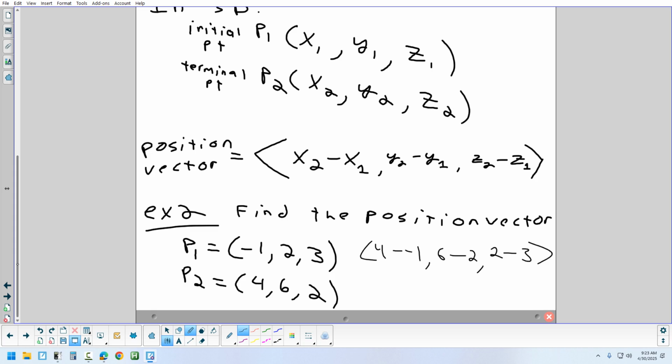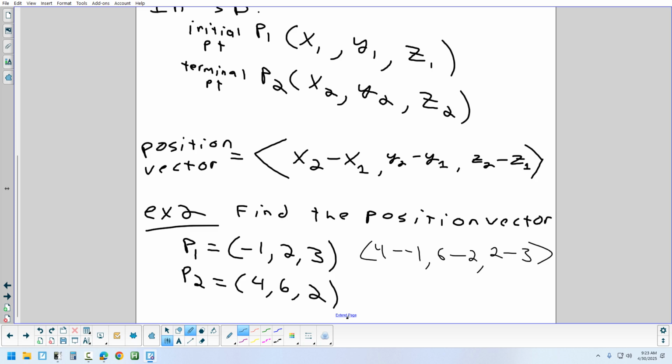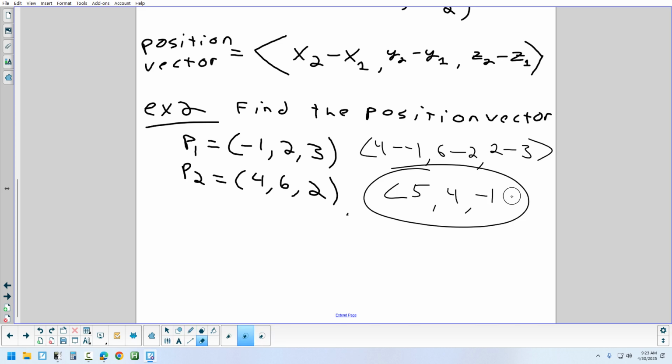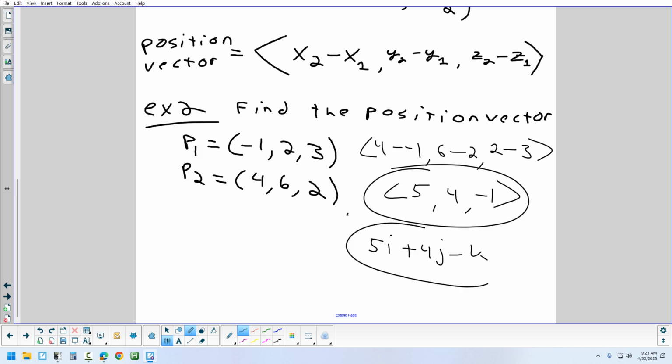Okay. So what's going to be my final answer for my position vector? Yeah. It's going to be 5, 4, -1. And that's if you write it in what our book calls that algebraic notation with the angle bracket. How would you write that answer in unit vector notation? Yep. 5i plus 4j minus 1k. Minus 1k or just minus k? Yep.